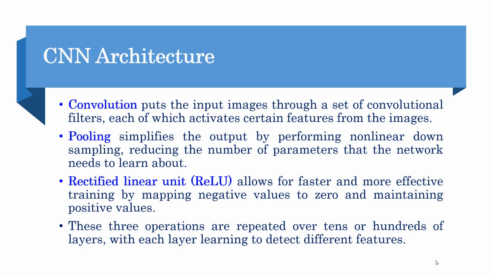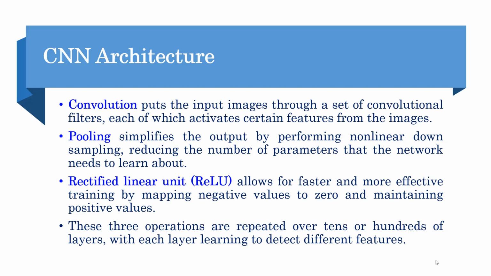Pooling simplifies the output by performing nonlinear downsampling, reducing the number of parameters that the network needs to learn about. And what do we mean by the number of parameters? It's the number of weights for the neural network. Because when you have, let's say, an input layer that deals with an image of size n times n, it means you have n squared weights at the input layer. So we would like to go down and reduce this n squared as we go, until we reach the multi-layer perceptron at the end with the minimum number of features or parameters or weights, such that we can feed it to the multi-layer perceptron.